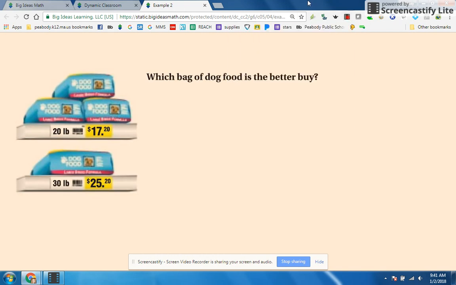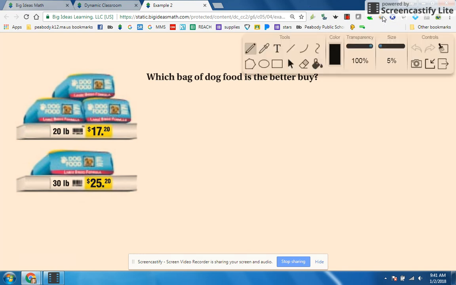This is another example of a unit rate, or if you wanted to, you could do a common denominator, but I think a unit rate would be a little bit easier for this. So basically what you would do is they want us to compare and see which one's the better deal. So one of them is 20 pounds for $17.20, and the other one is a 30-pound bag for $25.20.